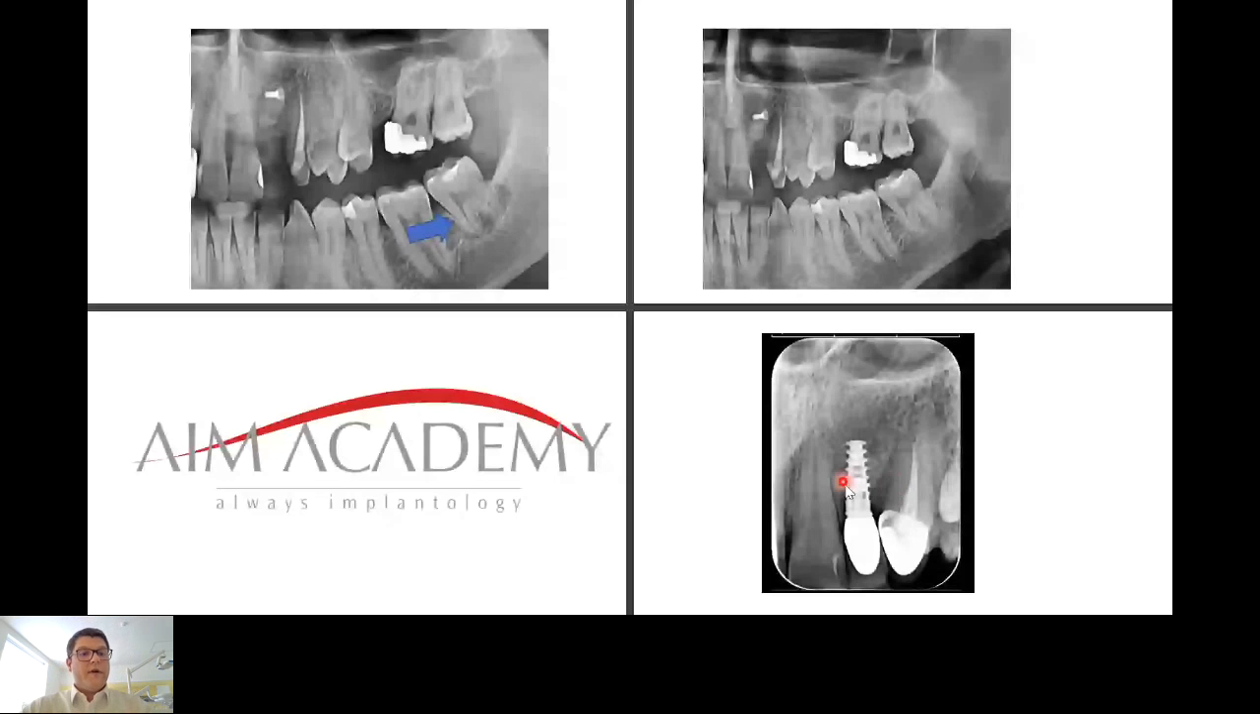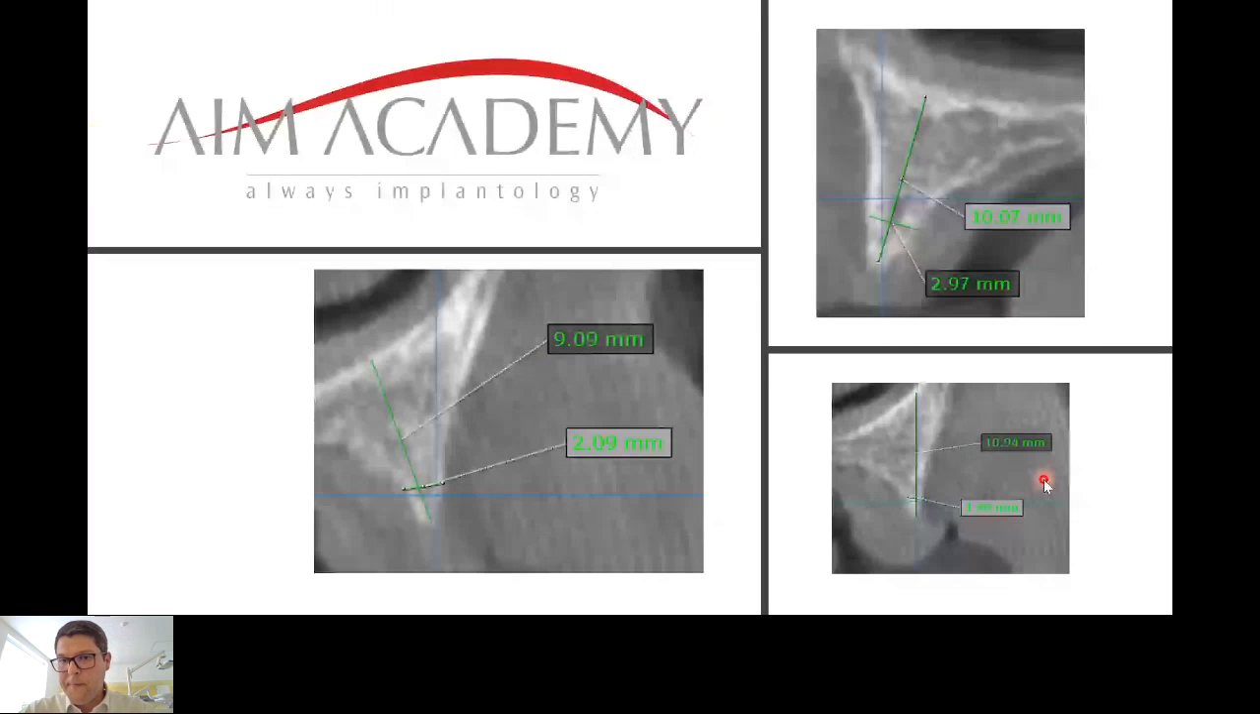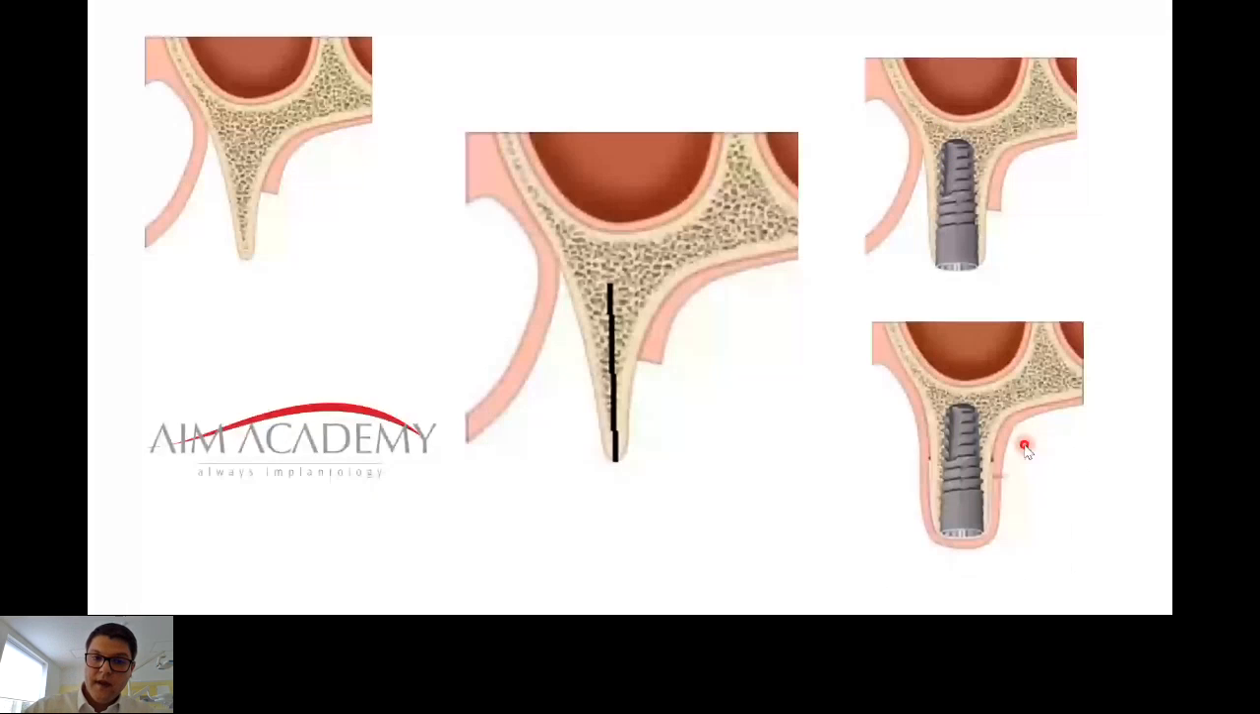But what if you have a different situation? What if you have a situation like this one? You can see here you have thin bone, lack of bone in this lateral region, and this is the situation in the frontal area. And I started working and looking for the bone. Where is the bone? Nowhere. Those are the best situations that I could find. The highest quantity of bone: 9 millimeters in height, 2 millimeters in thickness, 10 millimeters, 2.9, 10 millimeters, almost 11, 1.4. So in this case, I prefer to do a bone split.